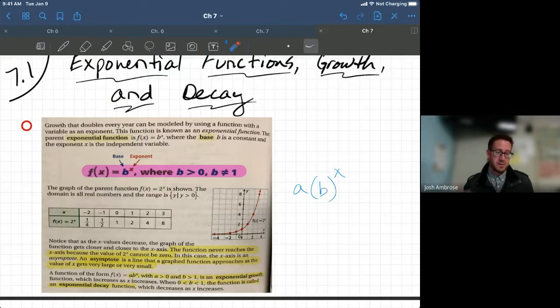If we have the opposite, where b is less than 1 but b is bigger than 0, then that's going to create a decay. So b is never less than 0. b is essentially between 0 and 1. It has to be less than 1 and greater than 0.